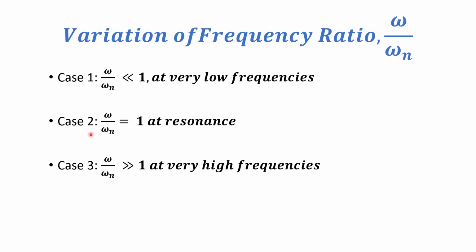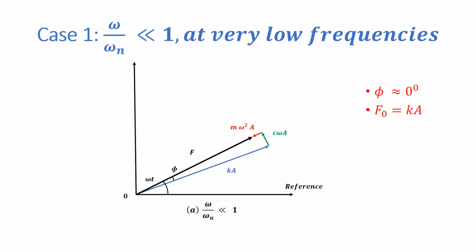Case 2, omega is equal to omega n, means at resonance. External excitation frequency is equal to the natural frequency of the system. Case 3, omega by omega n value is greater than 1. Omega is much greater than natural frequencies, means at very high frequencies of the forced vibration.